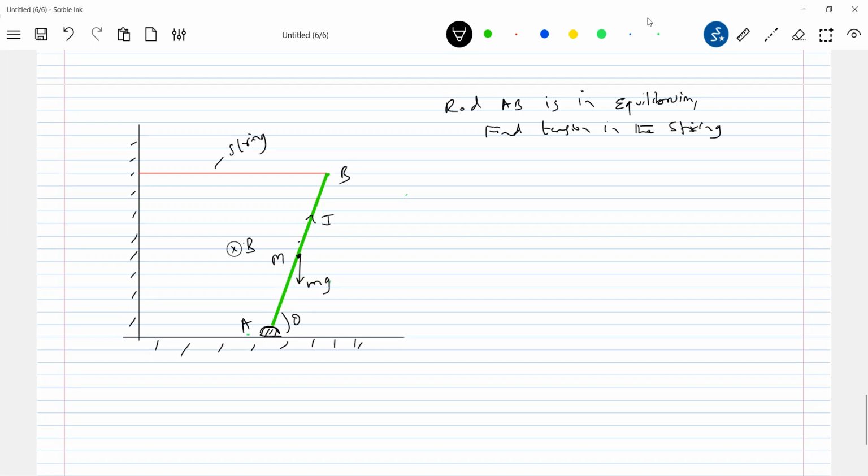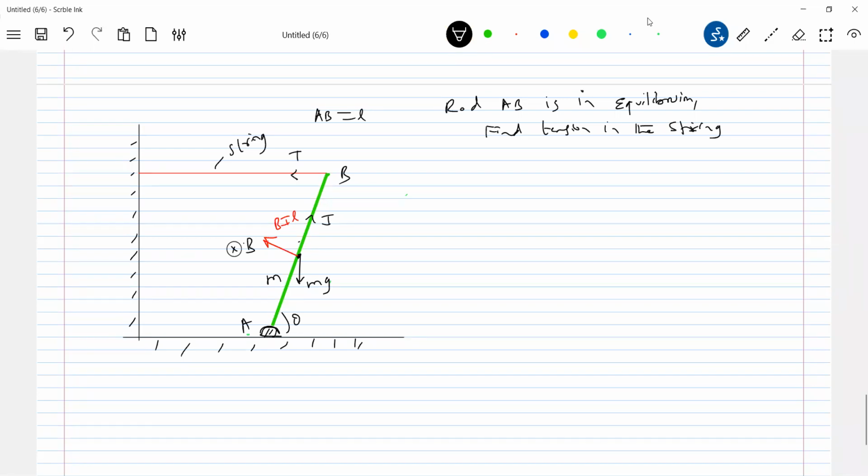Any BIL force should act. Since the current is I and there is a uniform magnetic field, the BIL force will act perpendicular to the rod. Let the length of the rod AB be L, and the mass of the rod be M. The string will be taut, so the tension will act here.